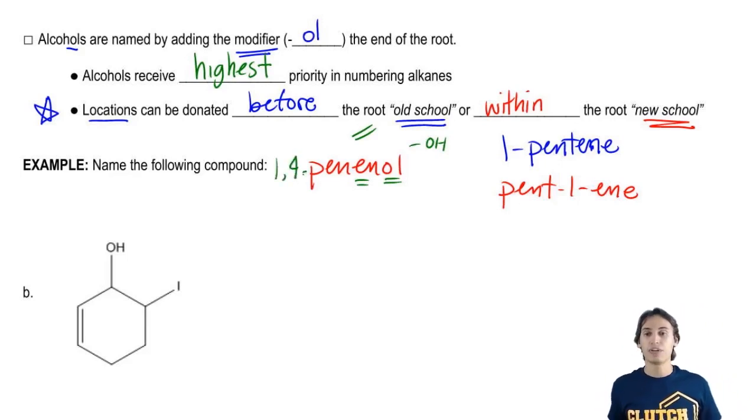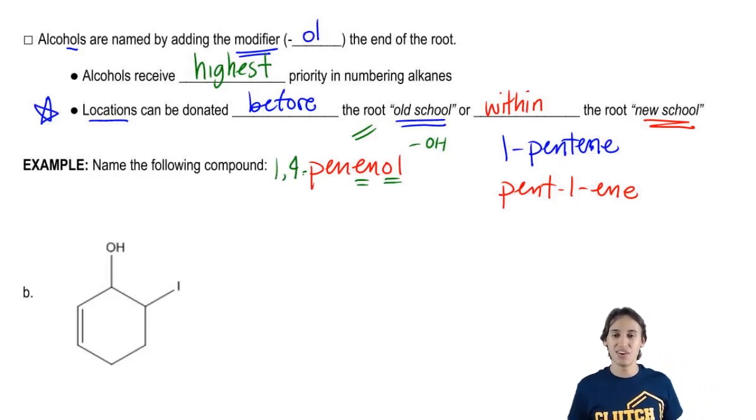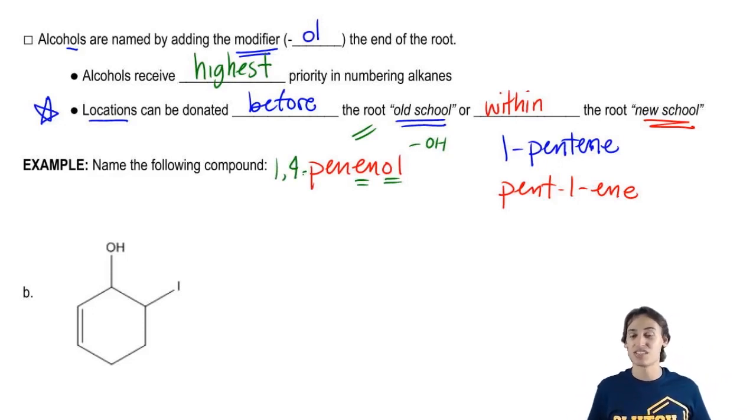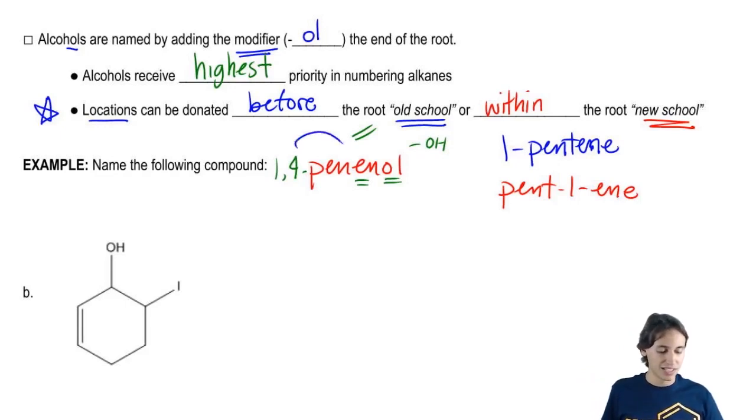If I just say 1,4-pentenol, that's really confusing because I don't know which one is where. I don't know, is the ene on the 1 or is the ene on the 4? So that's why I'm going to have to put at least one of these inside of the root. So then this would be a lot more clear. For example, if I did 1-pent-ene, well, actually, let's do it the other way. 1-pent-4-enol. Okay?